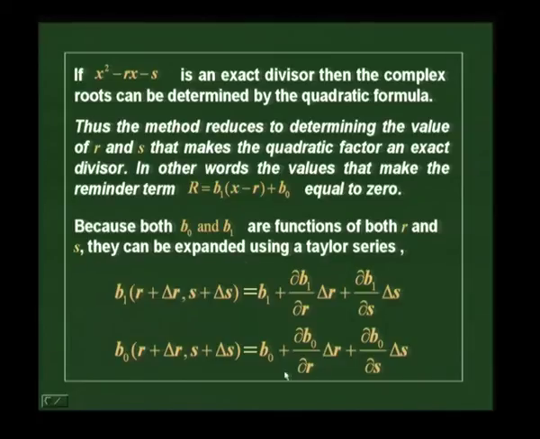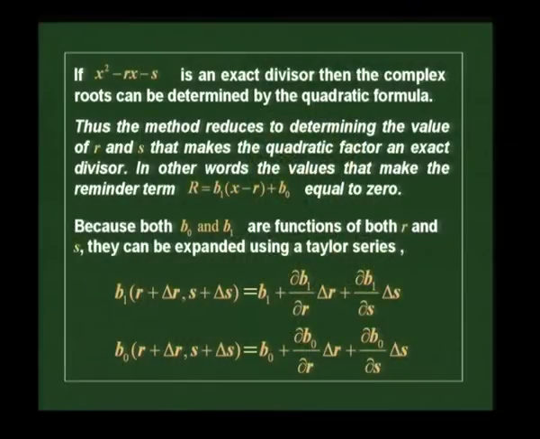Here again we will go back to the kind of iterative scheme which we had used in the case of fitting a nonlinear function to a set of data points. So we will use the same techniques here. That is, we will say that we want b1 and b0 at r plus delta r, s plus delta s, to be equal to 0.